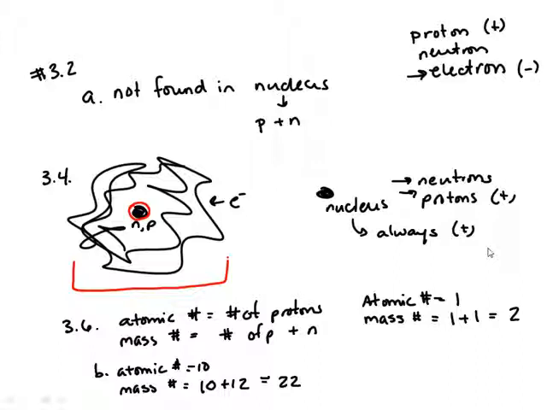3.8. So pause. I'm going to go on to my next slide here. Do 3.8 and then come back. So 3.8. Determine the number of protons, neutrons, and electrons present in atoms with the following characteristics. So we want to know protons, neutrons, and electrons. And in A, we have an atomic number of 10 and a mass number of 20.